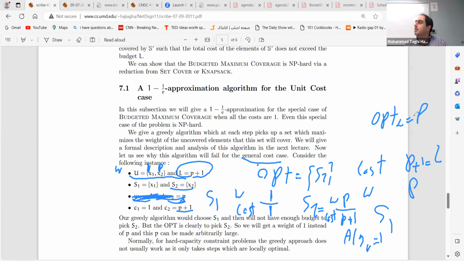Another thing, which is a generalization of these configuration LPs, is generally called LP hierarchies. What was just the name?